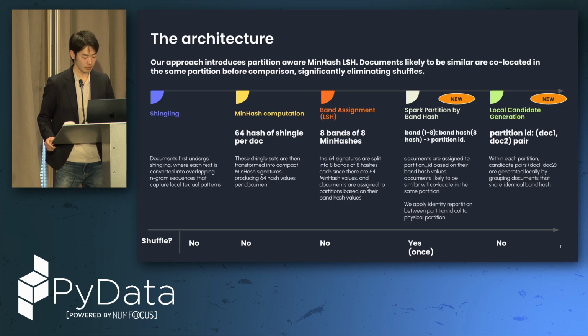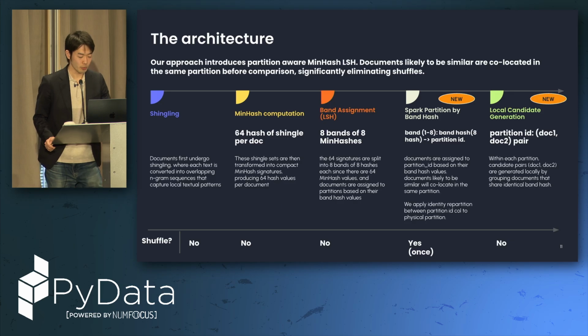These 3 steps are already explained earlier in the slides. So assume that for each document, we're going to take shingling, and we're going to take 64 MinHash for each document, and then we're going to split it into 8 bands, where each band contains 8 MinHash. All of them cause no shuffle because it's within the UDF or map partition.